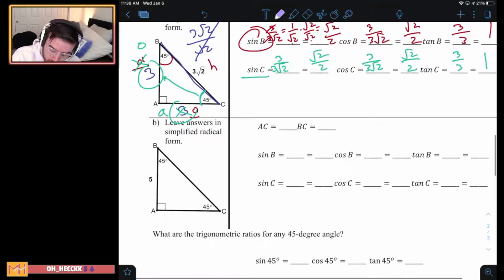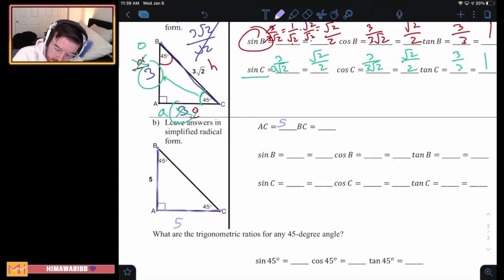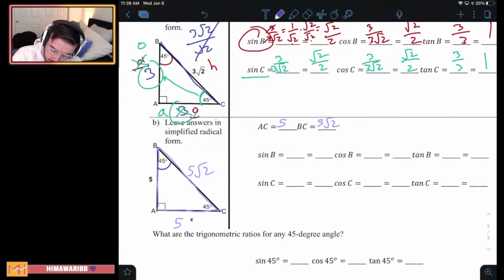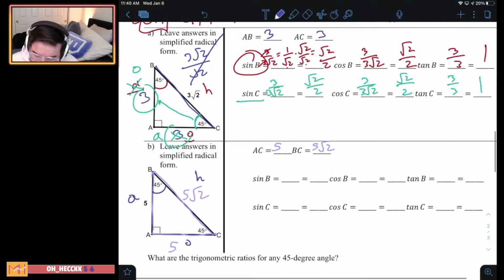Let's look at another one. We're given a leg. So what's the other leg? 5. And what does that make the hypotenuse? 5 root 2. So sine of B, well, here's B. 5 is the opposite. And 5 is adjacent, and this is our hypotenuse. So let's see how this compares to what we were doing above.